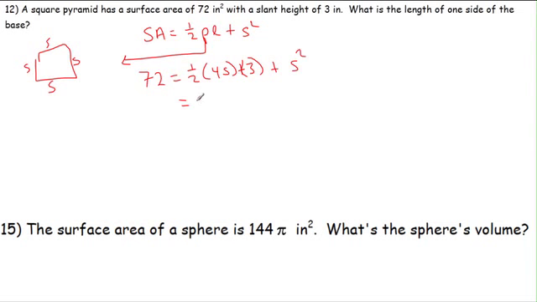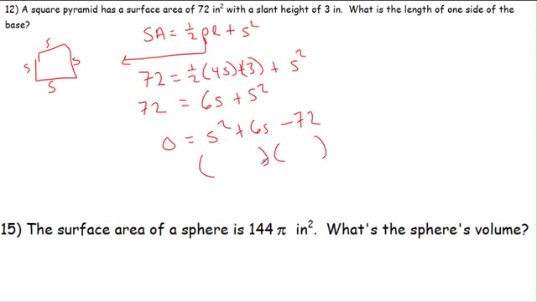All right? So 72 equals, half of 4 is 2. 2 times 3 is 6S plus S squared. You need to get this on the same side so you can solve it. S squared plus 6S minus 72. Again, you need to factor that, however you know how to. Set them equal to 0 and solve them. Can I have a side that's a negative number? No, I cannot. All right?